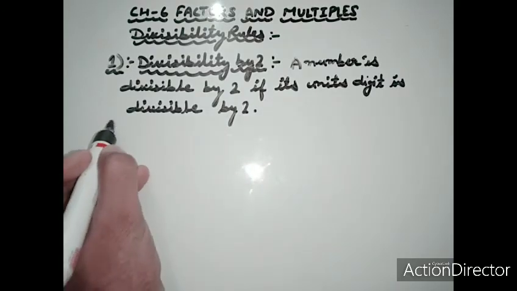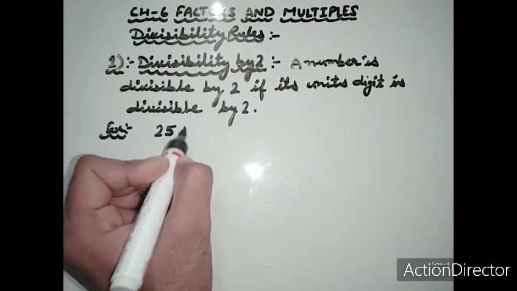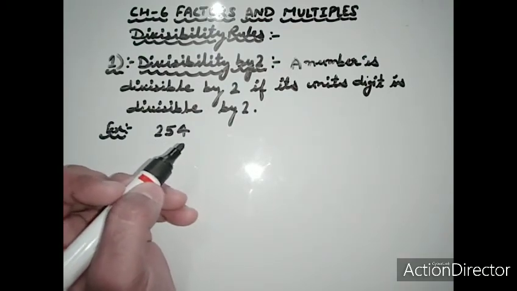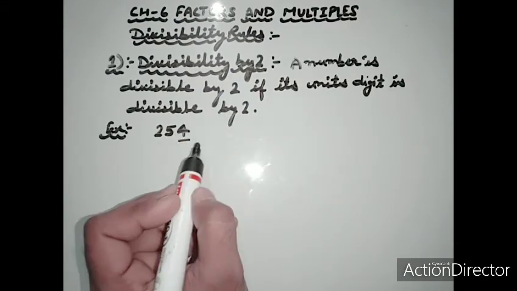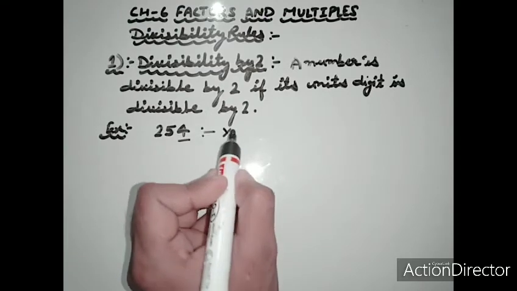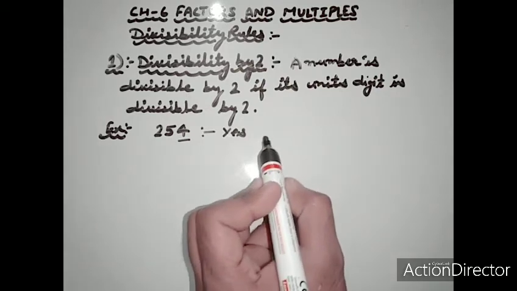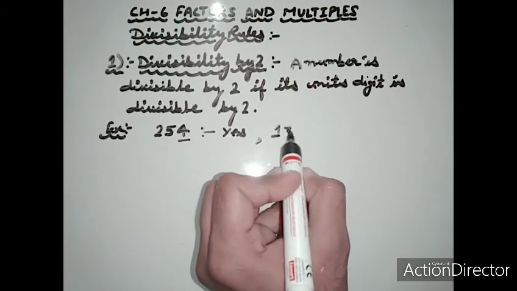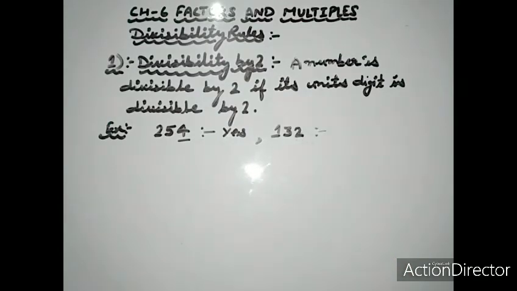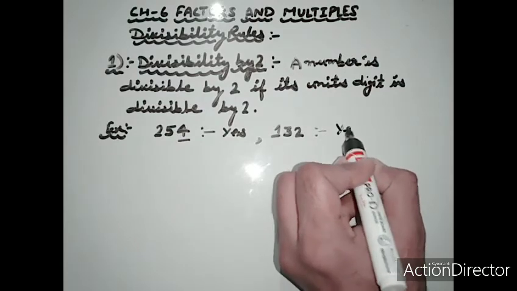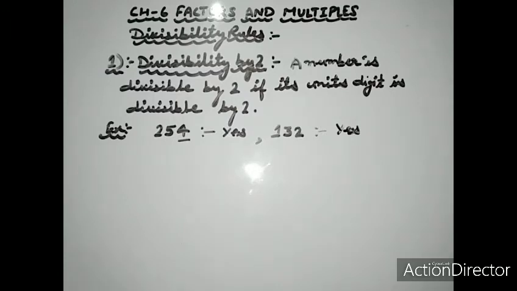Right? Here we take one example, like the number 254, right? Because the digit in the unit place is 4, and 4 is divisible by 2, so we say that this number is divisible by 2. Now we take another number, 132, right? The digit in the unit place is divisible by 2, so we say that this number is divisible by 2 because the digit in the unit place is also divisible by 2, right?